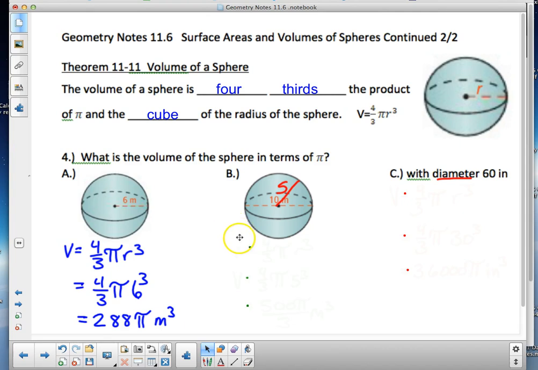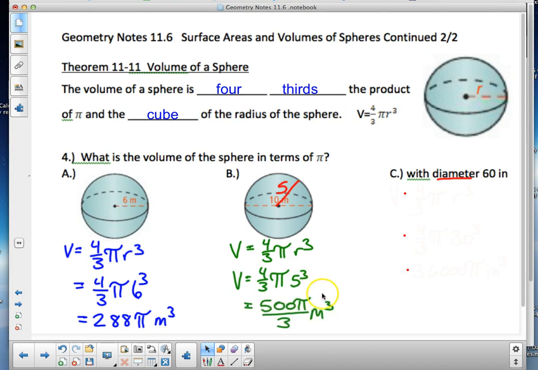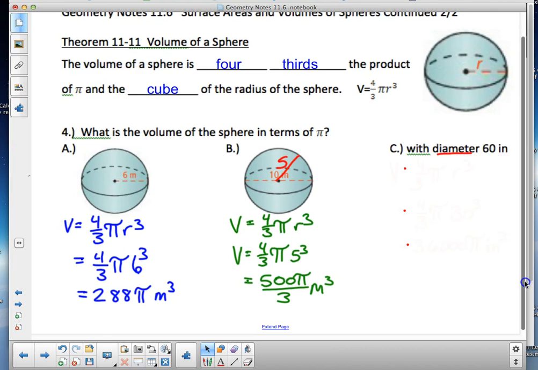Okay, welcome back. Hopefully things are going well. You've got volume is 4/3 pi r cubed. You plop in that r is 5, and you're able to evaluate. Now this one, because we're doing it in terms of pi, we do it as a fraction, 500 pi over 3 meters cubed. If you have questions on how to set that up, you can talk to Bloom, but it opens itself up because 5 to the third is 125. 4 times 125 is 500, and so that's 500 pi over 3.